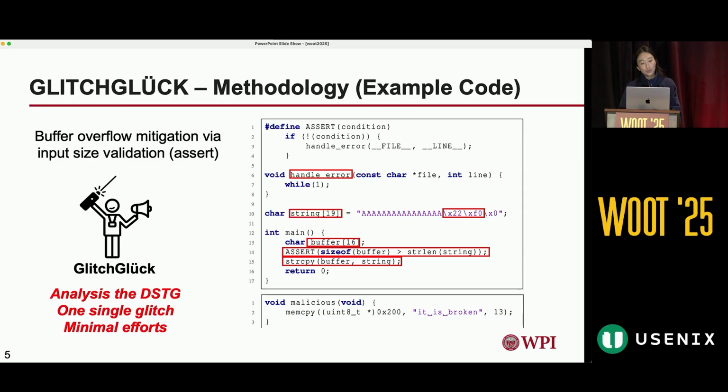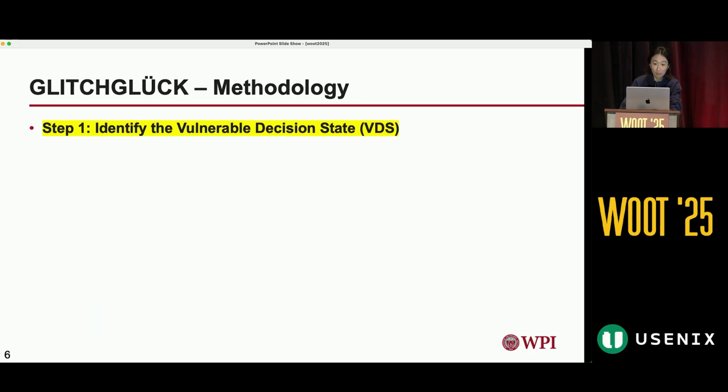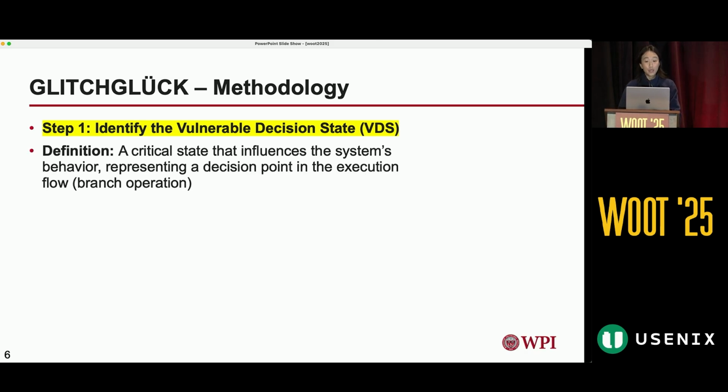So I wanted to use GlitchGlück to first generate the DSTGs, like what I've discussed in the two aspects, and then use a methodology that analyzes the DSTG and uses just one single glitch to break this countermeasure with minimal effort. The first step of the methodology is that we need to identify the vulnerable decision state. This is a critical state that will influence the system behavior, representing a decision point in the execution flow, most of the time located in a branch operation.